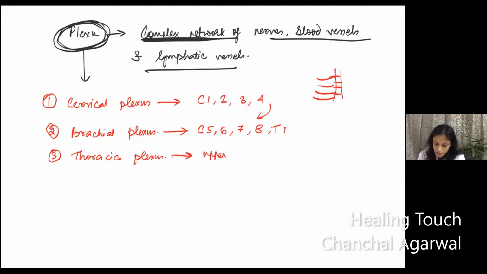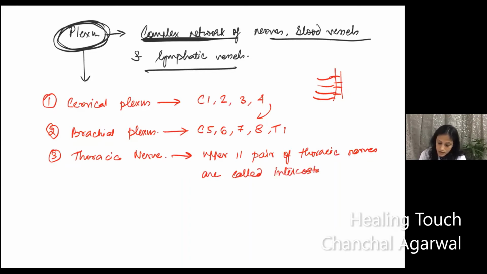Upper 11 pair of... actually, instead of calling it plexus, if you call it nerve, it is better, because these nerves are supplying different areas. Upper 11 pair of thoracic nerves are called intercostal nerves. This is also important because many times people complain of rib area pain, and it may be related to intercostal neuralgia.